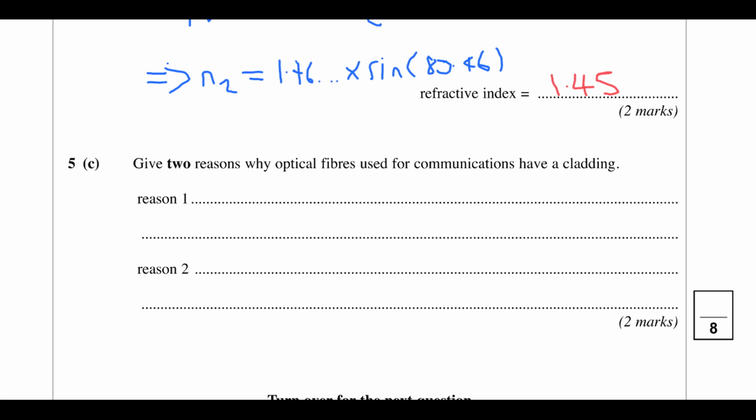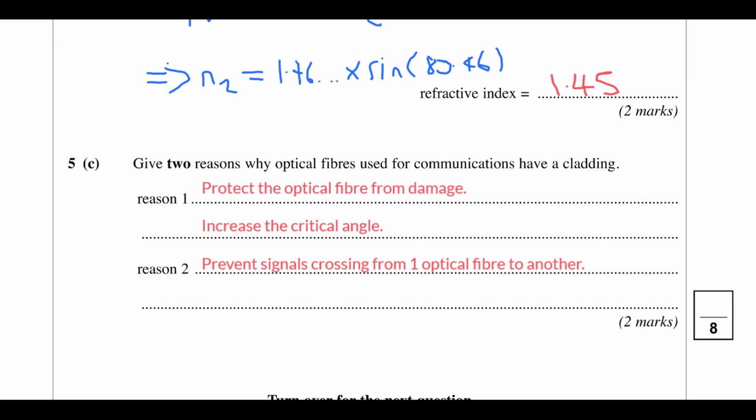So if you had just loads of glass next to each other, you might get signals hopping around. So any of those would be good here. Okay, so that's that one.